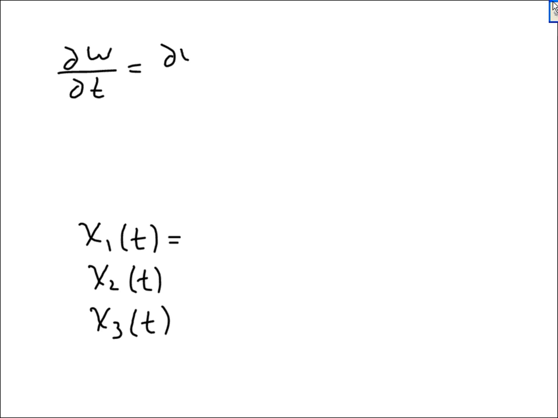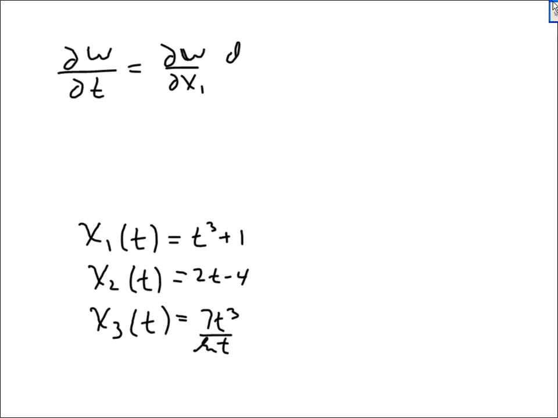Don't. No, x of t is in terms of t. 2t plus 1, 2t minus 4, 7t to the 5th over ln of t. Then dw dt would equal the partial of w with respect to x1 times the partial of x1 with respect to t. Although this doesn't cancel out like in basic algebra, you can think of it that way. And you're left with dw dt.